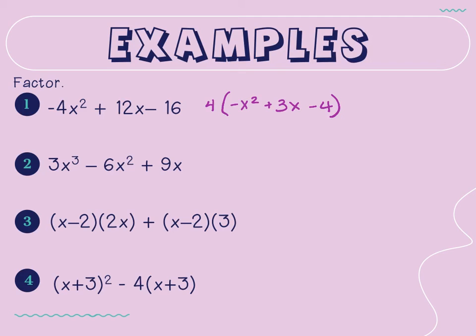And then we'll soon see that we're going to go a little bit further with this. But for right now, we're just factoring out the greatest common factor. If we had factored out a negative 4, then it would have been x squared minus 3x plus 4. So it would have looked like that.